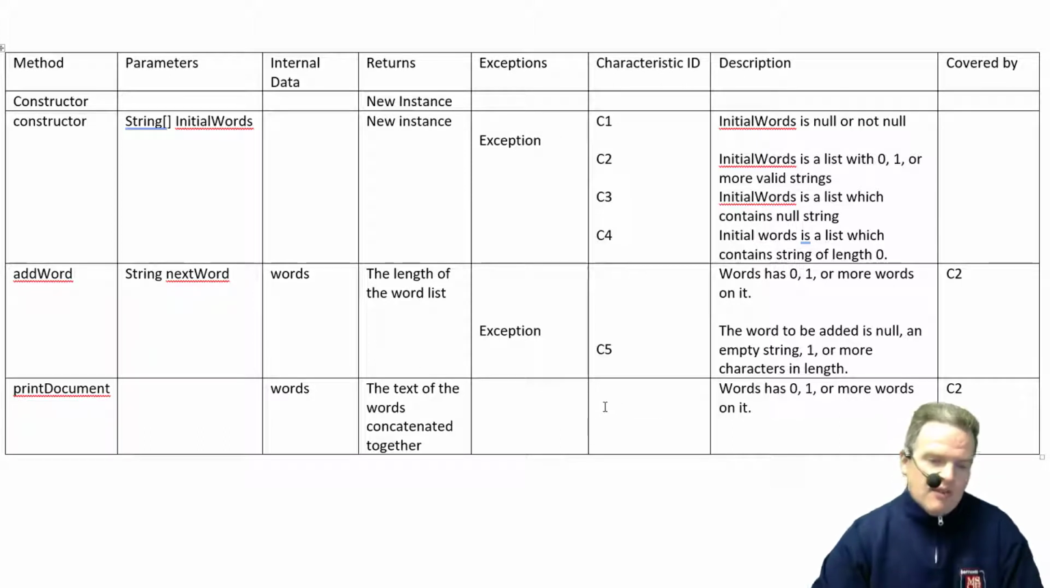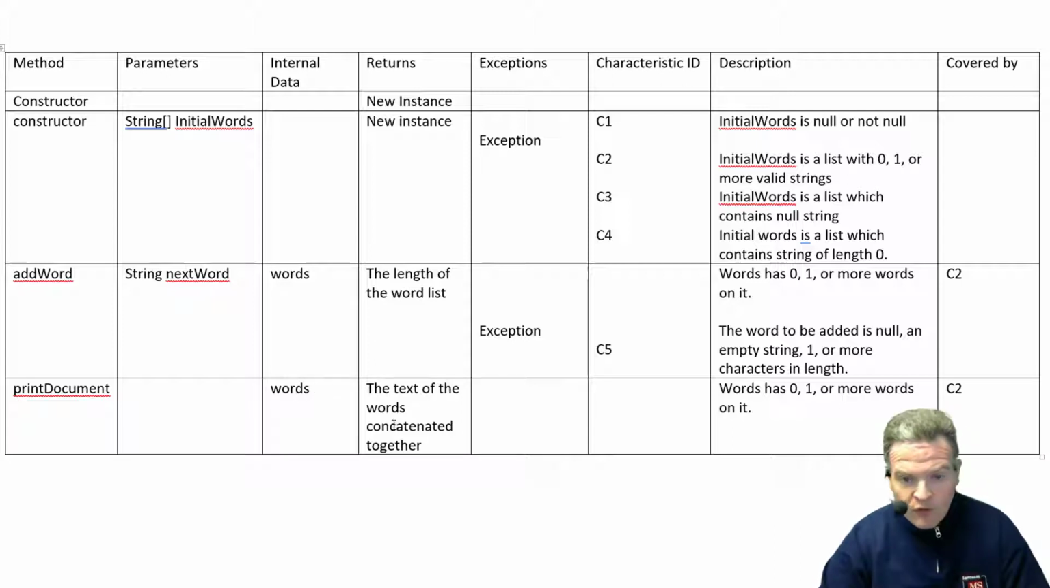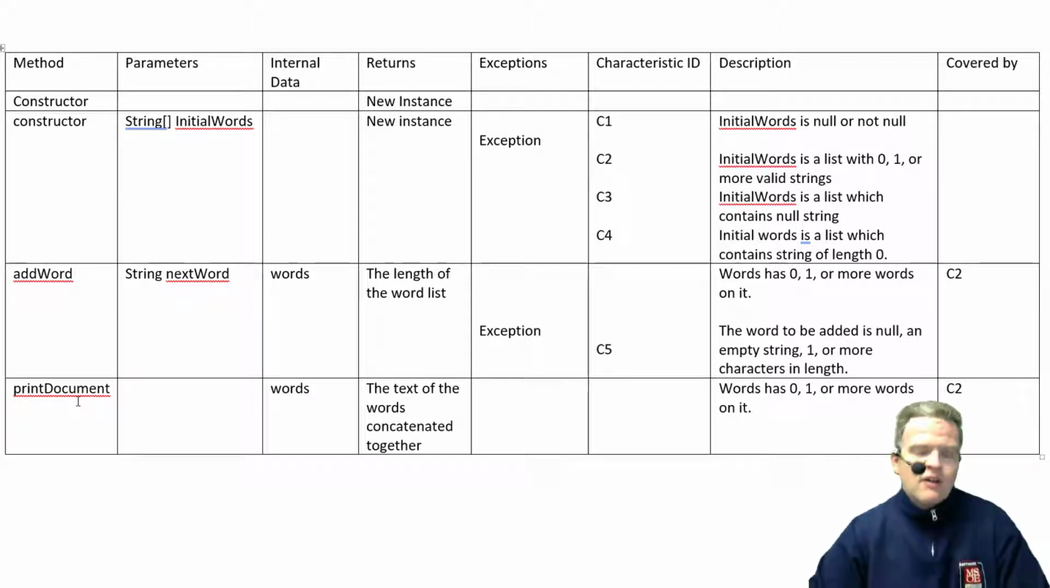Print document, again, that's going to be a pretty simple one because all we're looking at is, based upon the words, the return of the words being concatenated together. So we can actually test this one very, very easily because it isn't totally based upon the internal data state of the class.